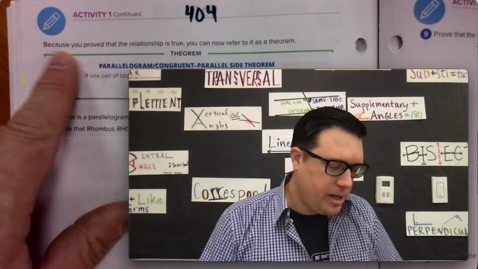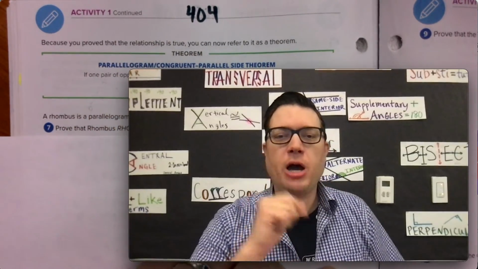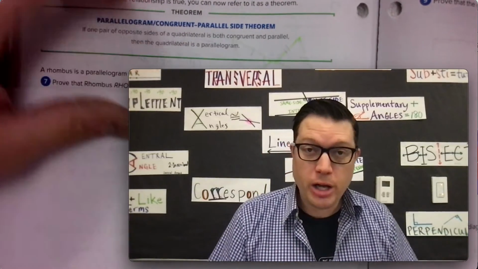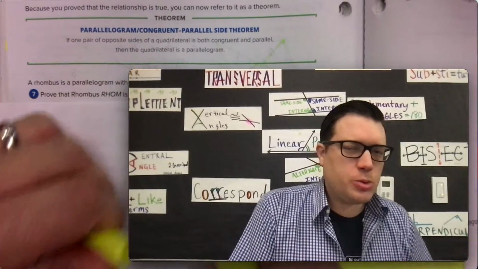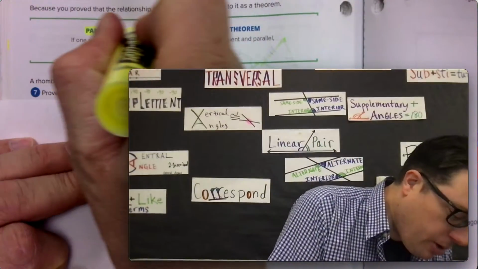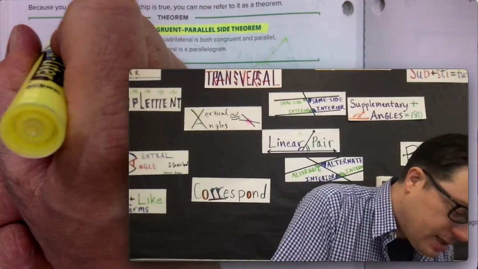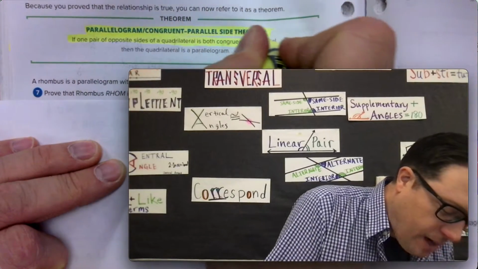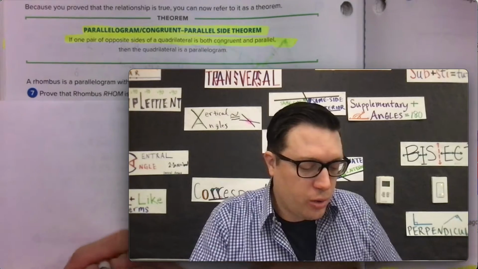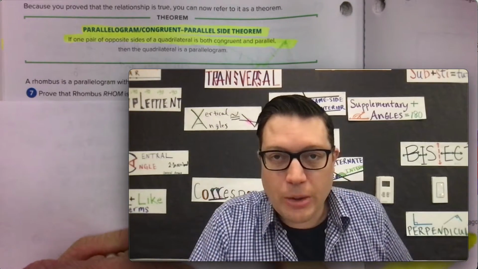Because you prove that the relationship is true, you can now refer to it as a theorem. And so you should make a note card or remember just this relationship from time to time. The parallelogram congruent parallel side theorem: if one pair of opposite sides of a quadrilateral is both congruent and parallel, then the quadrilateral is a parallelogram.